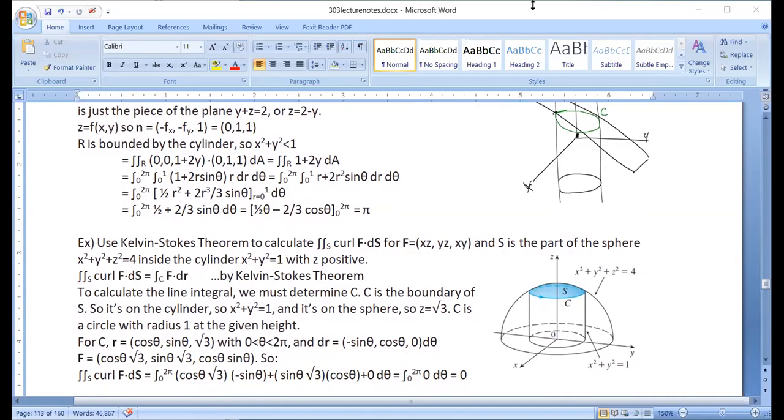So notice that in this problem, we were being asked to do a surface integral. But trying to set up the surface integral was going to be a little bit tricky. So instead, we used Kelvin-Stokes theorem to convert it to a line integral. So this was in the opposite direction of the previous problem.